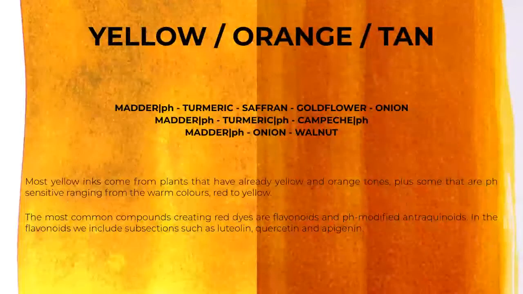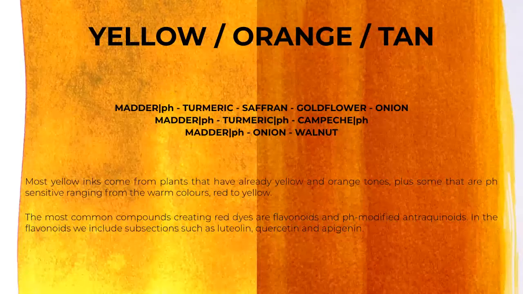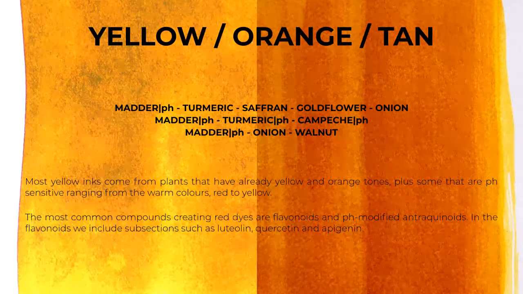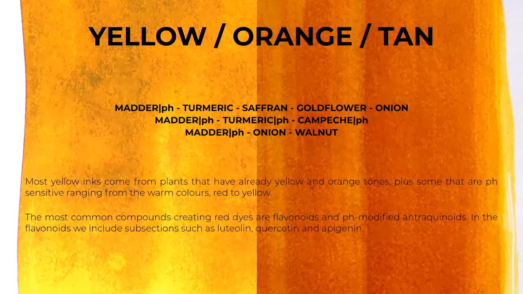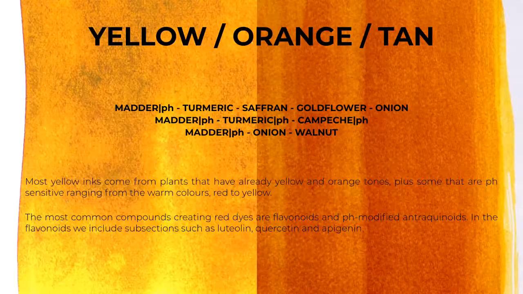Yellow, oranges, and tans and browns are achieved with both flavonoids materials. So we're looking at turmeric or saffron or gold flower, but also with many other pH sensitive woods, such as madder and campeche. Or even walnut shells are very good for creating tans and dark browns. And onions, of course. And here, when we talk about onions, we're talking about the onion peels.